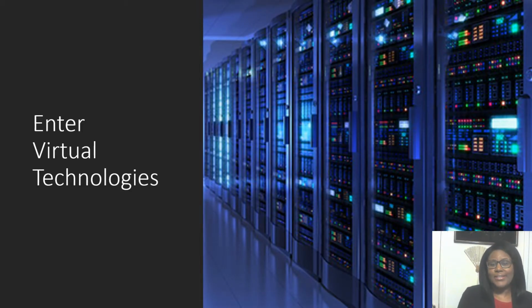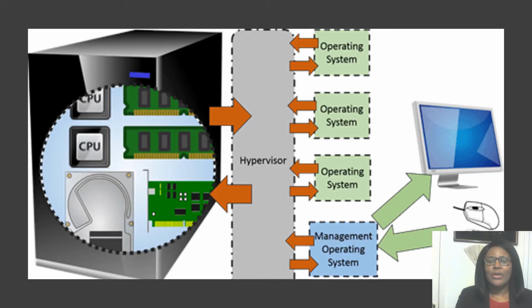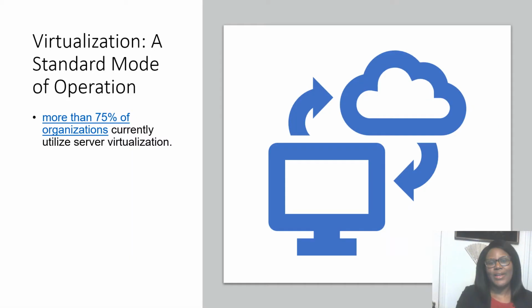That is, up until 18 to 20 years ago when the first virtualization technologies were introduced. Virtualization technology allowed a single physical server to be sliced and diced into individual virtual machines, or VMs as they are called, which meant that only one server was available for multiple functions. Today, virtualization is everywhere, and it's a fairly standard mode of operation. In fact, more than 75% of organizations currently utilize server virtualization, which brings us back to this lovely technology that enables virtualization, the hypervisor, aka Hyper-V.